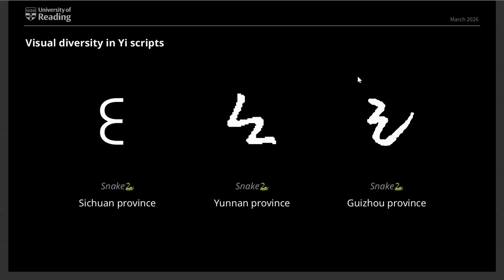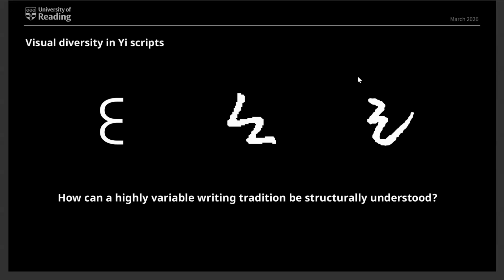For me, this diversity is not only visually interesting, it also raises a broader question. How should we understand a writing tradition whose forms appear across different regions, different habits, different histories, rather than within one unified system?